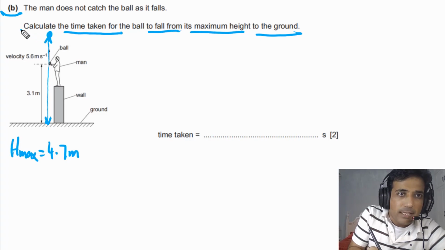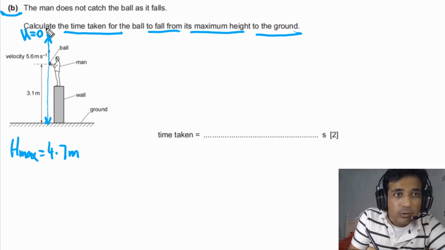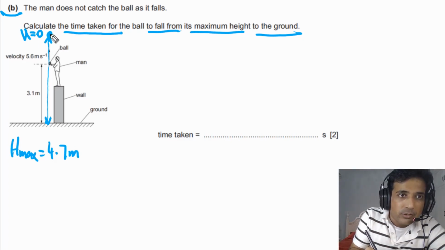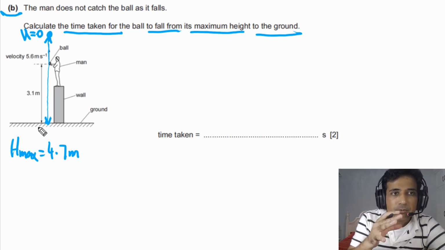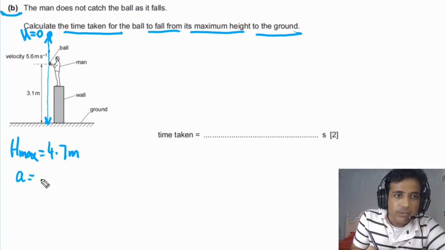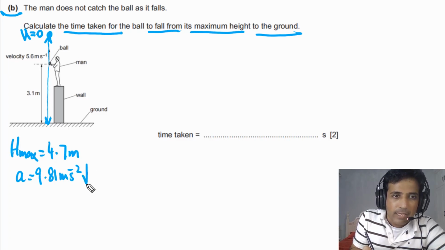At this point, at maximum height, we have also discussed that the speed at maximum height is equal to 0. So now this is our initial velocity. The initial velocity in this case is equal to 0. We need to find out the time taken for the ball to reach from this point to this point. And in this case, we need to understand the only force acting on the ball is gravity. So it means the acceleration of this ball is equal to g. So simply you can write down this is 9.81 meters per second squared, and the direction of acceleration is down.